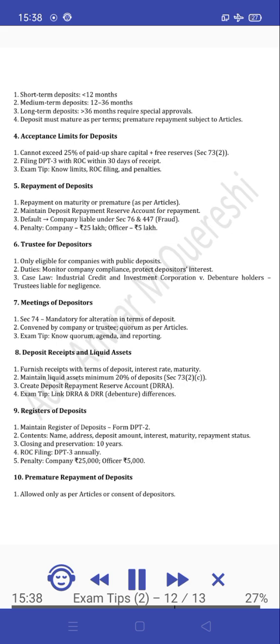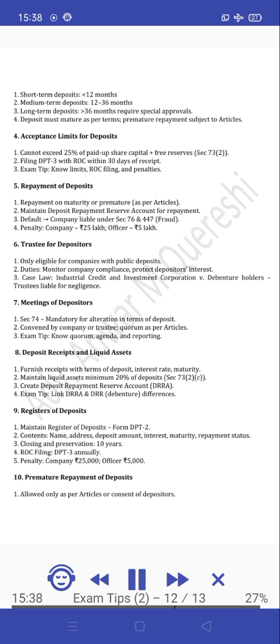3. Acceptance based on time period. 1. Short-term deposits. Less than 12 months. 2. Medium-term deposits. 12 to 36 months. 3. Long-term deposits. Greater than 36 months require special approvals. 4. Deposit must mature as per terms. Premature repayment subject to articles.